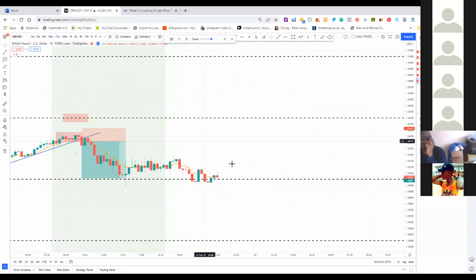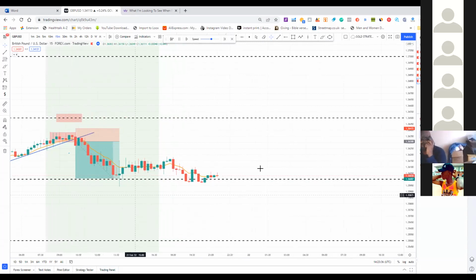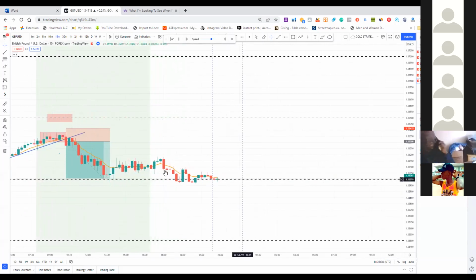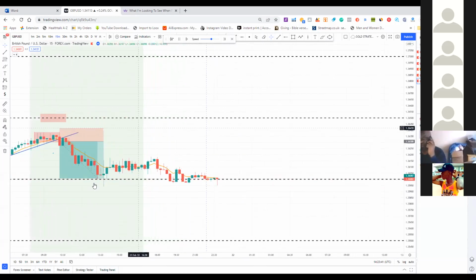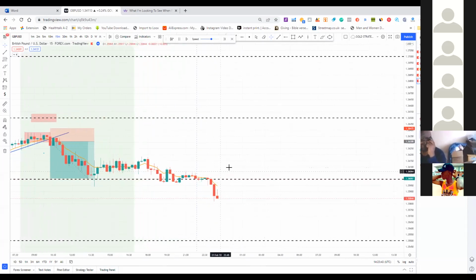Now this is it, consolidated. There is no trade in this arena at all. You can't be trading this. What is going on now? You can't be trading this at all. You stay out of the market and watch.